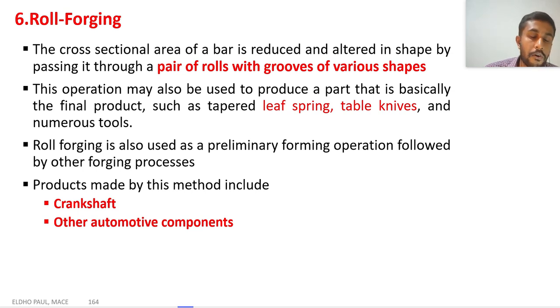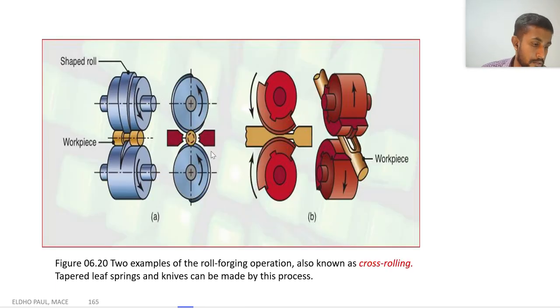Using a pair of rollers with grooves, we can make various shapes. That is the roll forging process. We can make leaf springs, table knives, etc. using the roll forging process. Roll forging is also used as a primary preliminary forming operation followed by other forging processes. We can make crankshafts and other automotive components using roll forging. Here is a figure of the roll forging process.